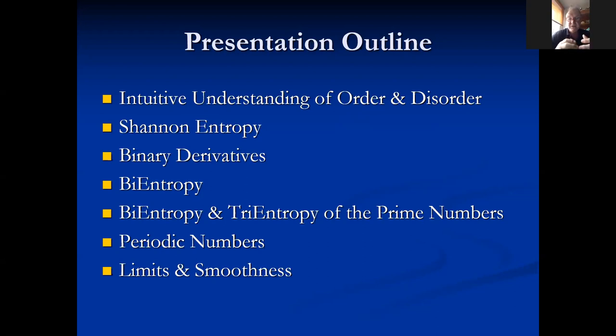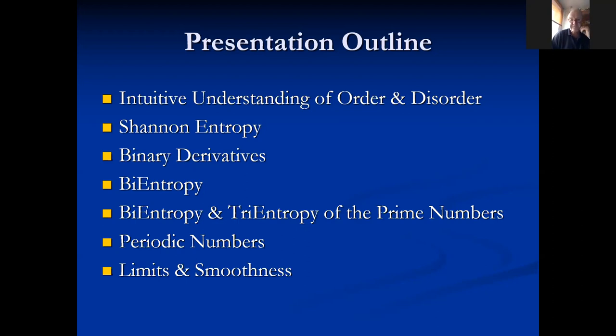So I combined Shannon entropy and binary derivatives to develop this bi-entropy function, generalize it to tri-entropy, apply it to the prime numbers, and I'm able to make some fairly robust statements about what goes on in the limit. Because although I did my empirical work on 16-bit and 32-bit integers, it generalizes brilliantly and simply because of the properties of the binary derivative.